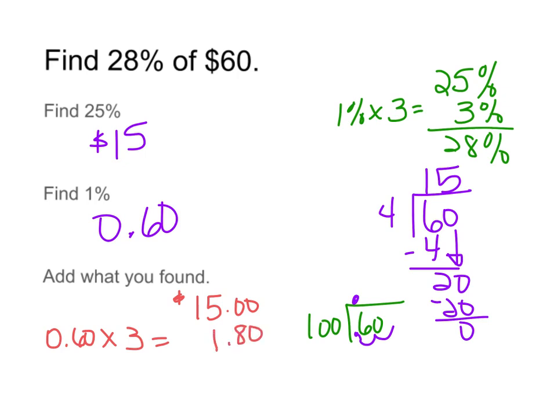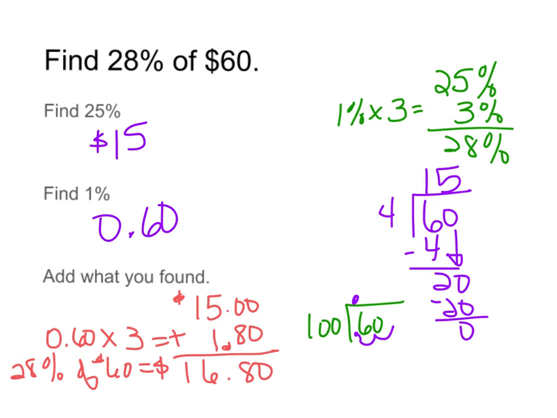So 6 times 3 is 18. So we add the 0 and the decimal. So that's $1.80. Okay, and then we add those up. So once I add that up, this becomes $16.80. So that's how we found our 28% of 60.